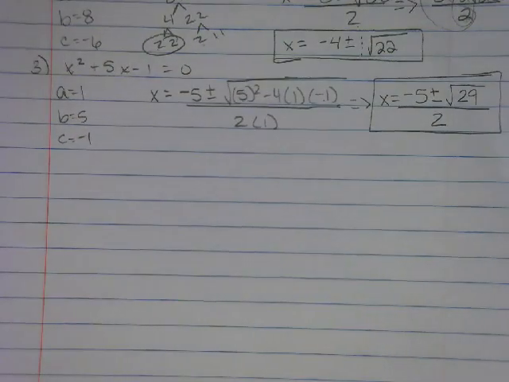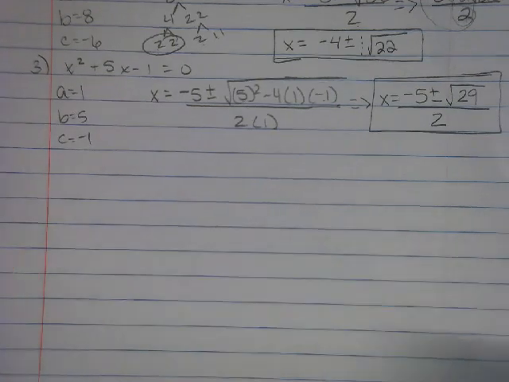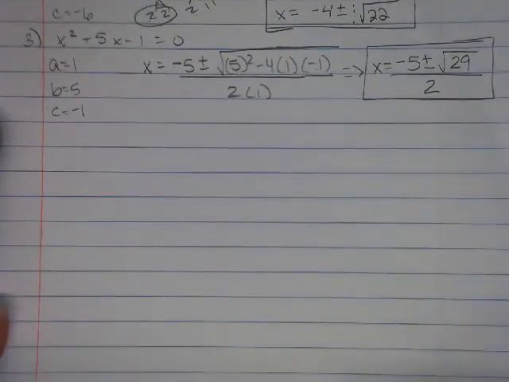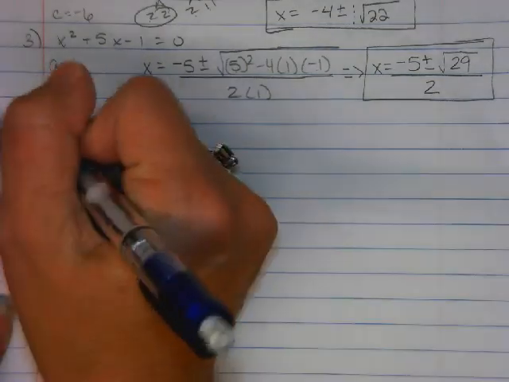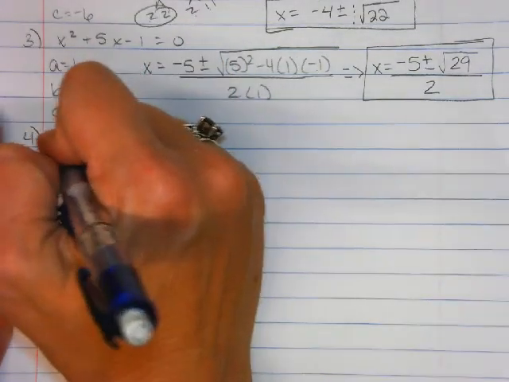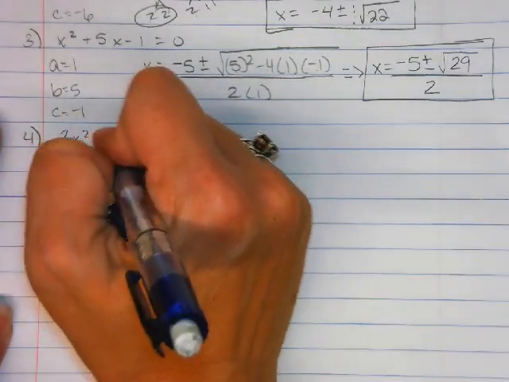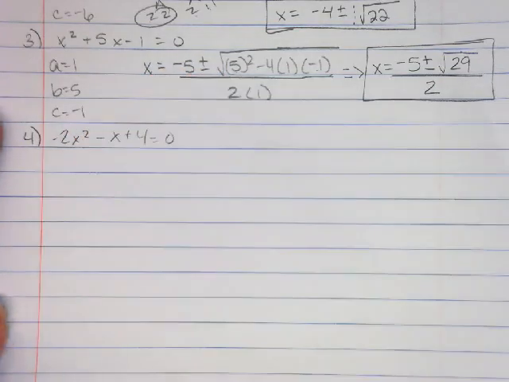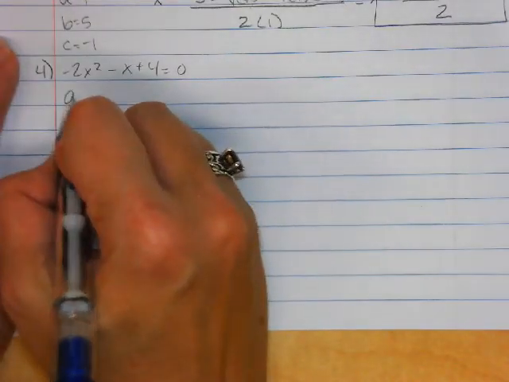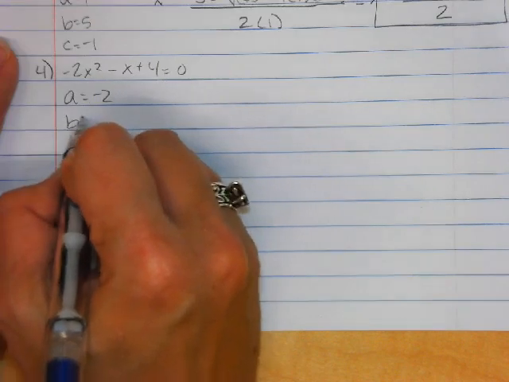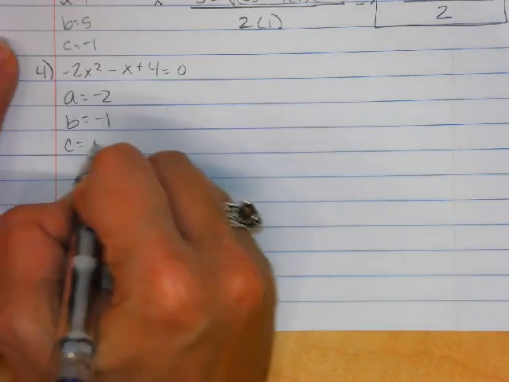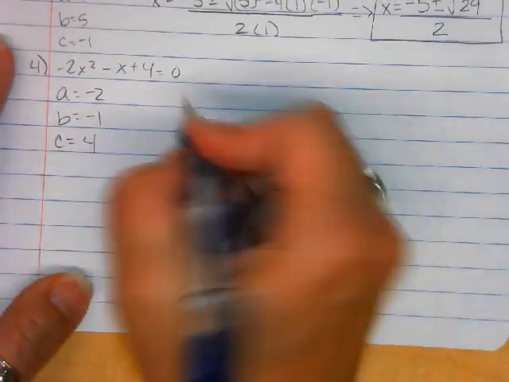Who got that one? Anybody? Very nice job. If you didn't, go ahead and write it down. Fix whatever you need to, because you're going to do one for a grade. Number 4 was already set up for you. Again, be careful with those signs, because that's where people get in trouble. If you mess up a sign, it's going to blow up your whole problem.